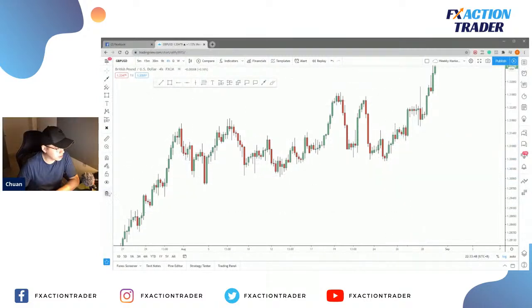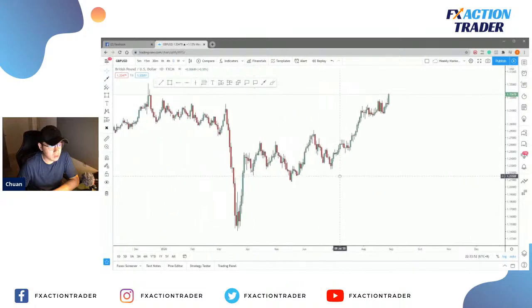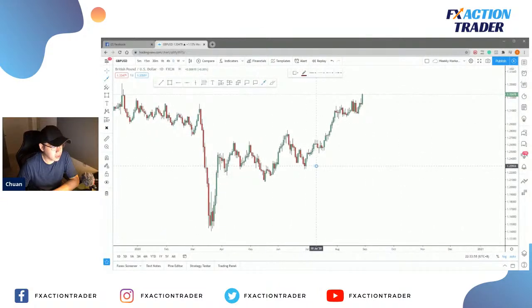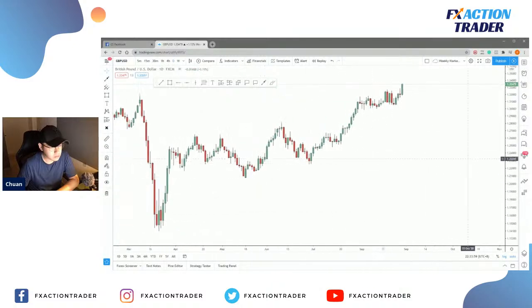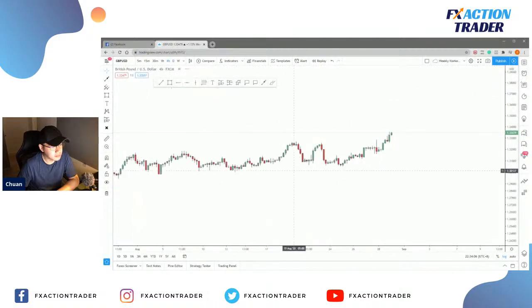All right, so let us clear this out. And if you look on the daily chart, the market is still in an uptrend, because of these higher lows and higher highs, and we can see that this is a new high being formed.